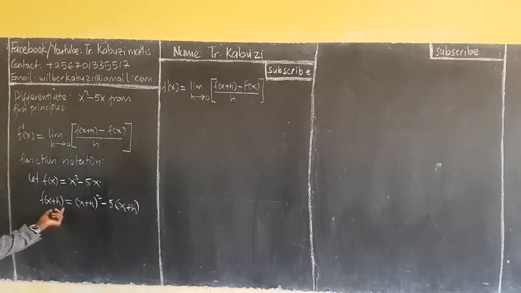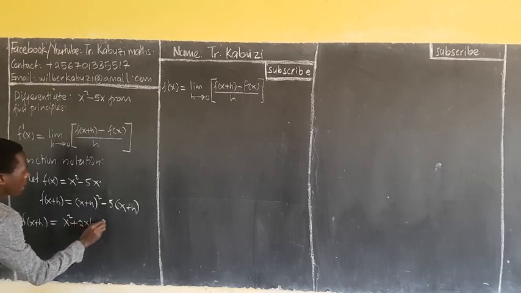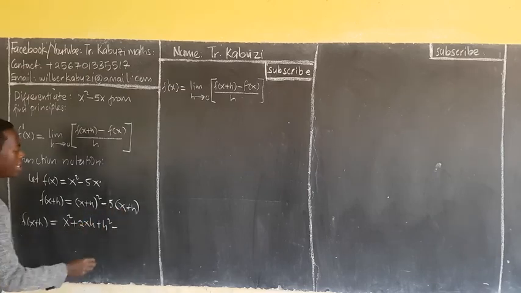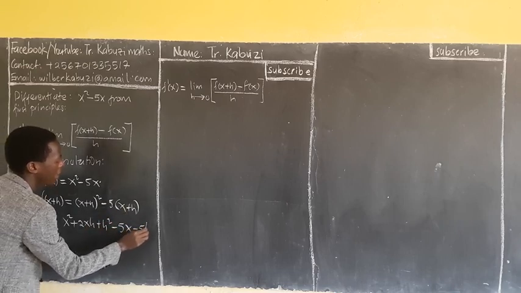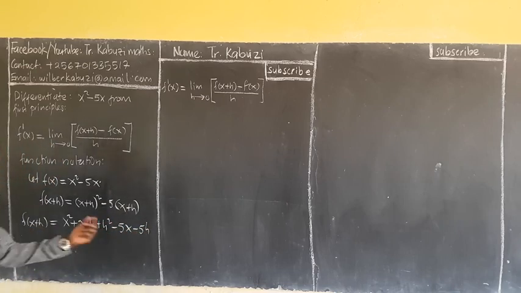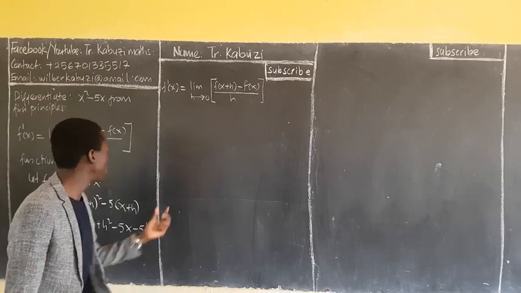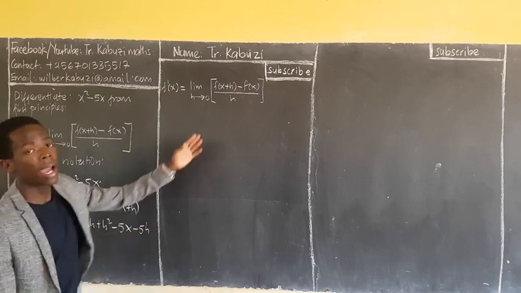From here, we can expand this. So now my f of x plus h will be, we expand this, then minus, you see that when you open brackets there, we have 5x, minus 5h. So this is our f of x plus h. Now if you want the derivative of this, we just substitute into this formula. So I'm going to put this, and f of x is just here. Can you substitute now?